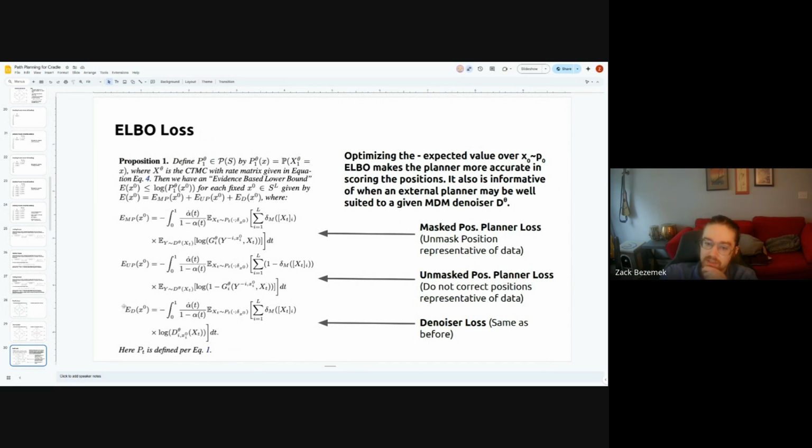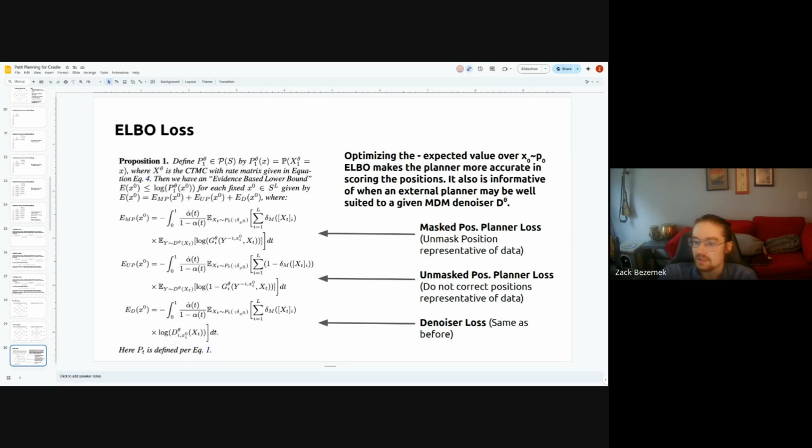I'll talk about the last one first. This is exactly the same as the denoiser loss. So this is asking that the denoiser is able to infill the correct token properly no matter what path we choose. The second term here is the unmasked position planner loss.